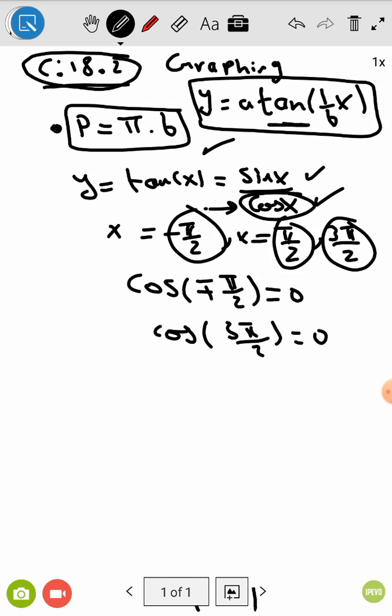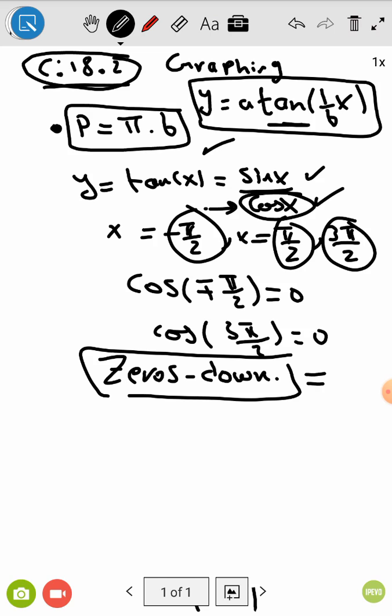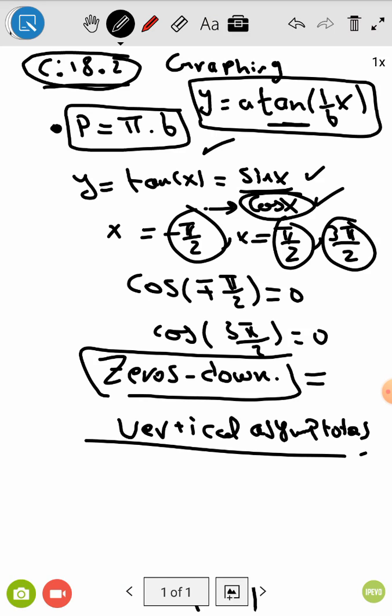Vertical asymptotes, if you remember, come from zeros down there, from zeros in the denominator. So remember this. Now it's easy to know how we graph the parent. What you have to do is memorize how to graph the parent.